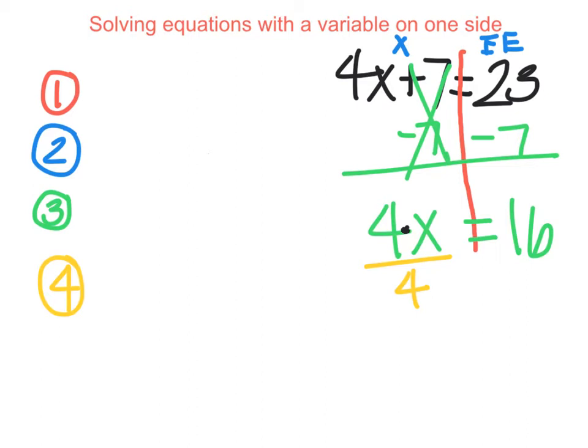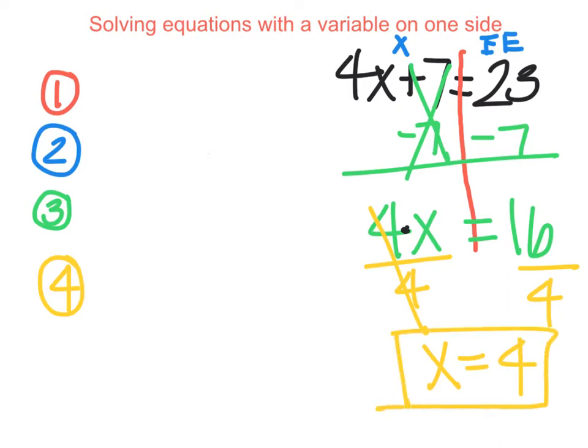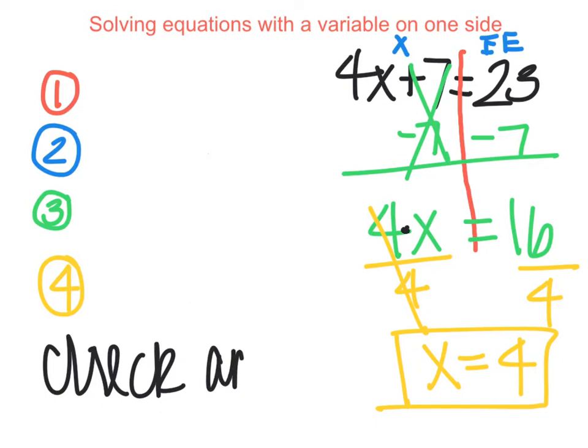And again, whatever we do over here on this left side, we also have to do on the right side. So that means on the right, we're also going to divide by 4. So 4 divided by 4, those are going to cancel. 4 over 4 is 1. I get x equals 16 divided by 4 is 4. So that's my answer. Always remember finally to check your answer. Plug it back in. See if it actually works. So check your answer.